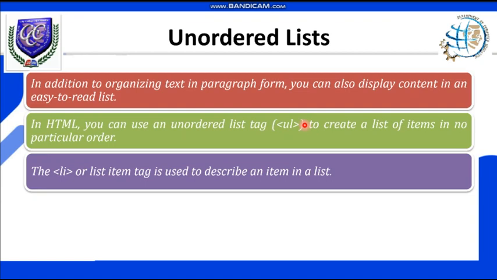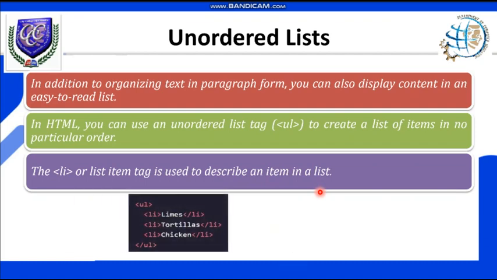Individual list items must be added to the unordered list using the LI tag. So, ito yung gagamitin niya. For example, nag-create ka ng UL element, opening tag, hindi siya automatic na mag-create ng list. Kailangan mong gumawa muna or gumamit ng additional tag which is the LI or list item tag. Now, the LI or list item tag is used to describe an item in a list.